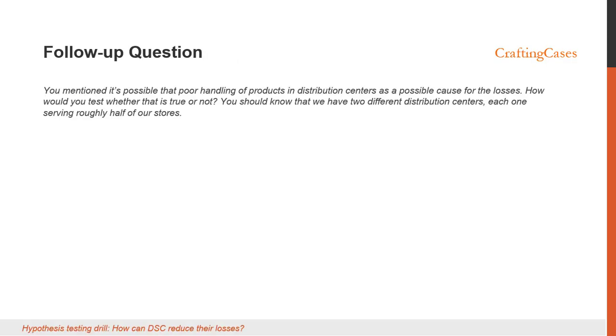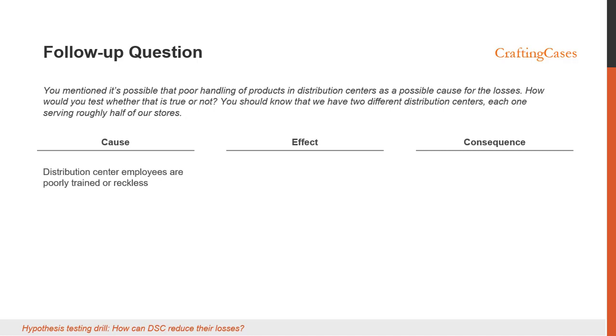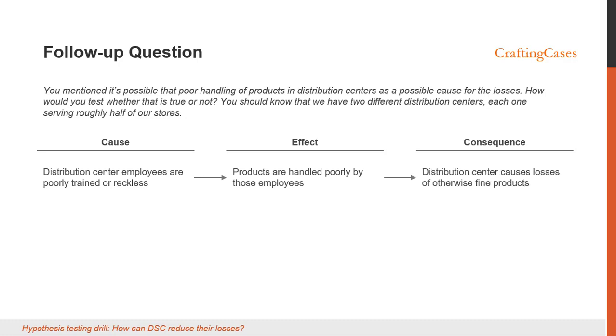So the question is: is poor handling of products in distribution centers the cause for the losses? The cause, effect, and consequence here are: cause, distribution center employees are poorly trained or reckless, and that causes them to handle products poorly, and the consequence of that is that distribution centers cause losses of otherwise fine products.